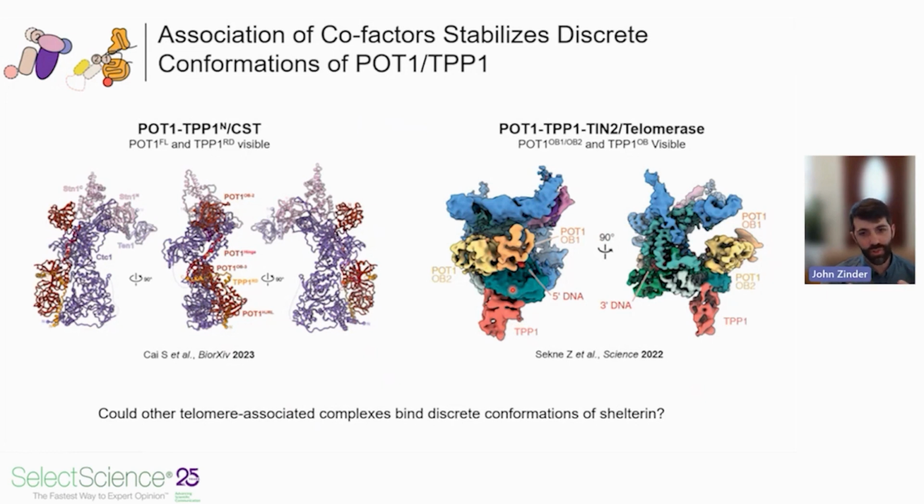So these two structures capture this functional submodule of Shelterin by stabilizing different parts of it in different discrete conformations. This supports the hypothesis that being able to access all these different conformations is important to the function of at least this structured module of Shelterin. And it also begs the question: if we could get other telomere-associated complexes associated with Shelterin, could we unlock other discrete conformations that these full-length subunits can adopt?